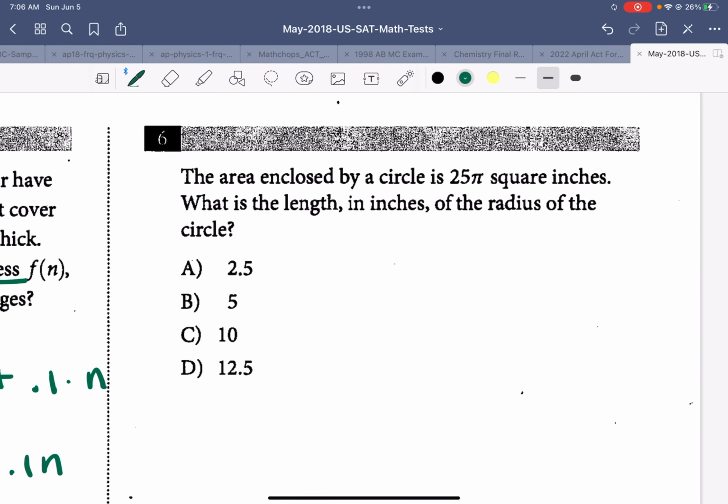The area of a circle is 25 pi square inches. So what is the length of the radius? If you recall, the area of a circle is pi r squared. So 25 pi equals pi r squared, so r is 5. So the answer should be B.